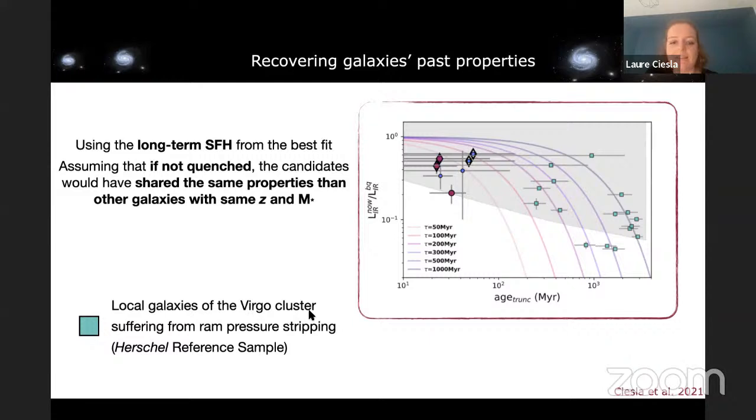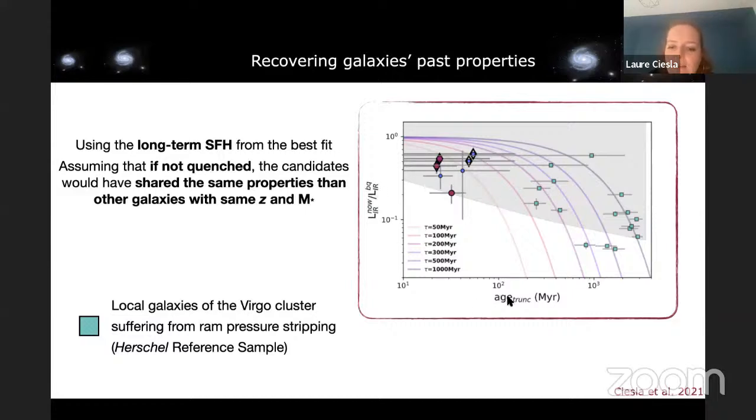These are local galaxies. We know they are quenched, and we know why they are quenched. So this was a fiducial sample for us. And these are the blue squares that you see here. What is interesting is that this is the ratio between the infrared luminosity as it is measured now and the infrared luminosity before the quenching, as we estimated.